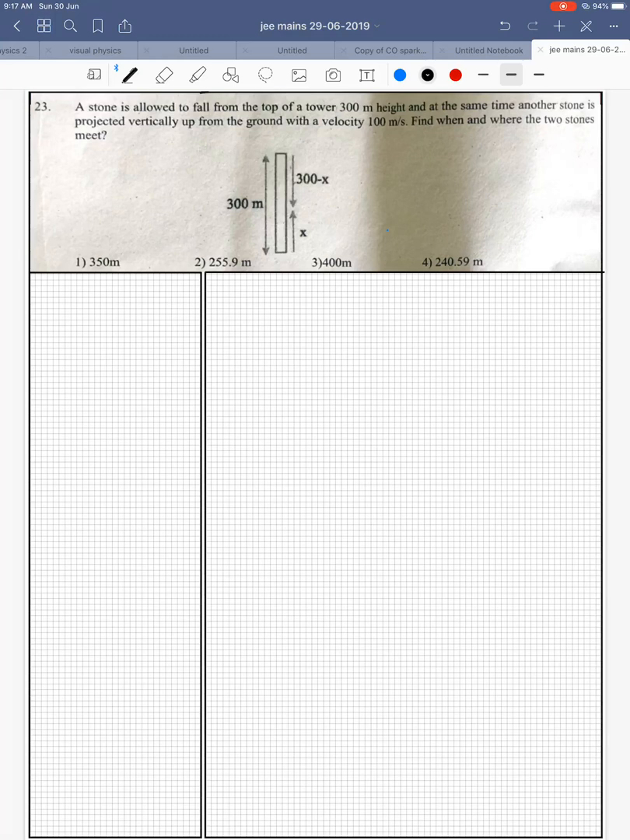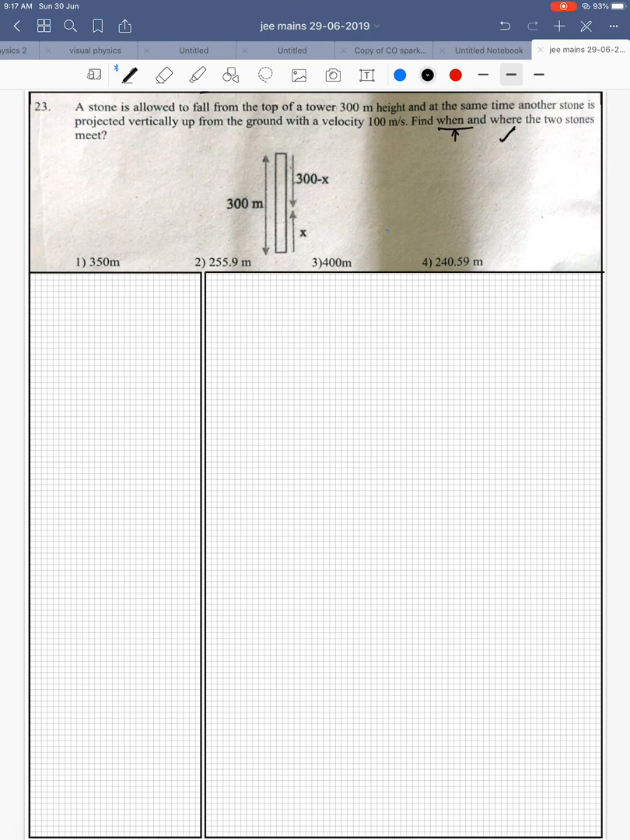Question 23. A stone is allowed to fall from the top of a tower 300-meter height, and at the same time another stone is projected vertically up from the ground with a velocity 100 meters per second. Find when and where the two stones meet. Maybe here he is not concerned about when, because in options there is no second. So you can find where the two stones will meet.